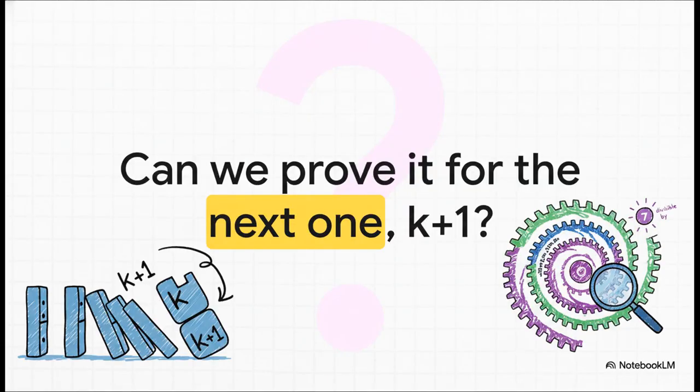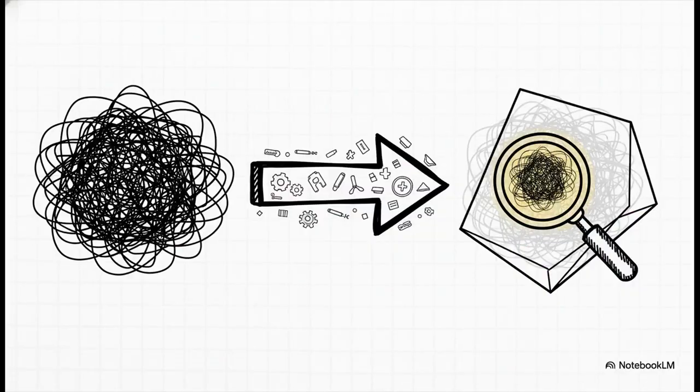So here's the challenge. Based only on that assumption, can we prove that the very next domino, the k plus 1 case, must also fall? We have to show that this new, slightly messier expression is also, without a doubt, divisible by 7. Now, the strategy here isn't magic. It's just some smart algebra. The whole goal is to take the k plus 1 expression and just move things around until we can see our original k expression, the one we assumed was true, hiding right there inside of it.